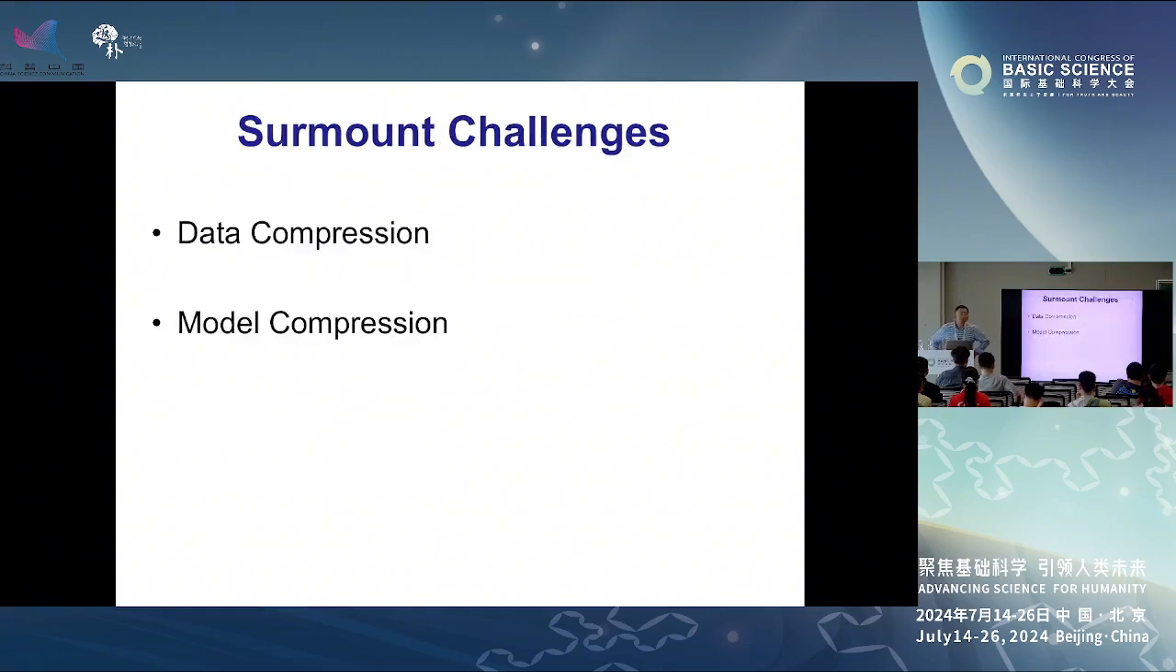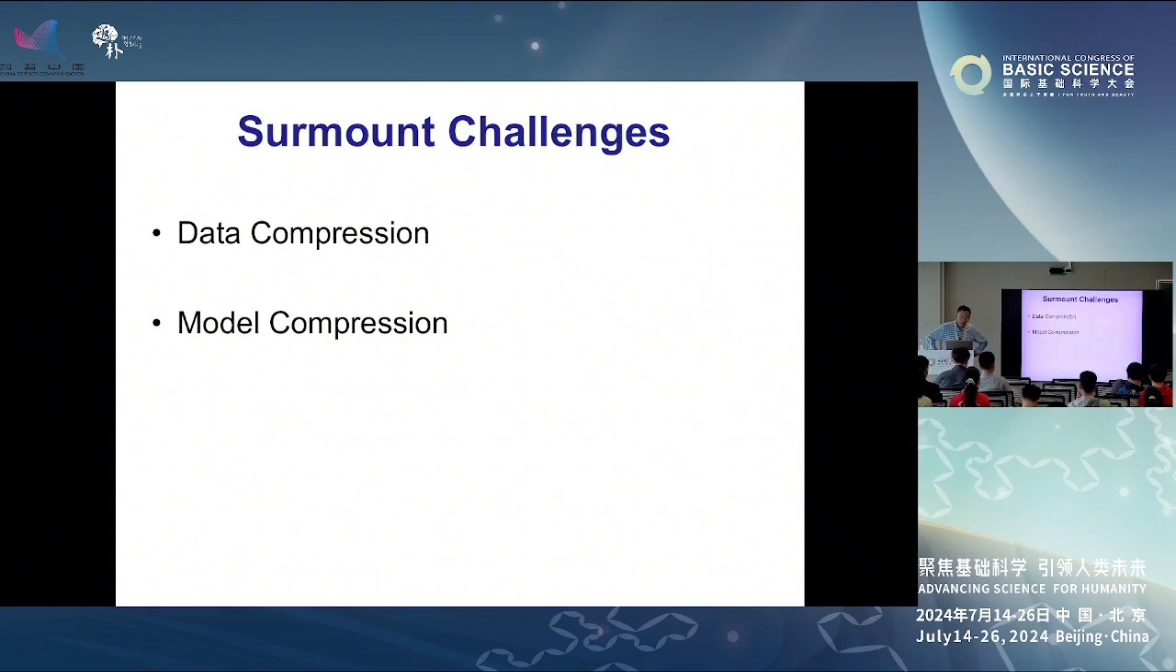So to surmount the challenge of these issues, a natural question arises: is it possible to train a smaller model with less data, but still get comparable performance to those large models trained with massive data? This is the question.